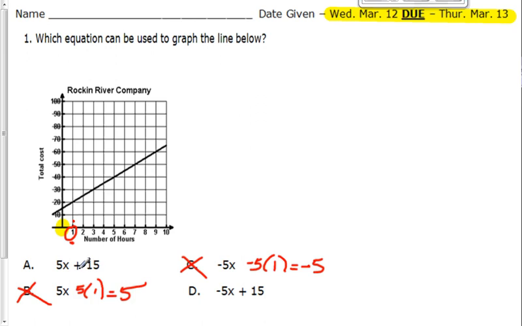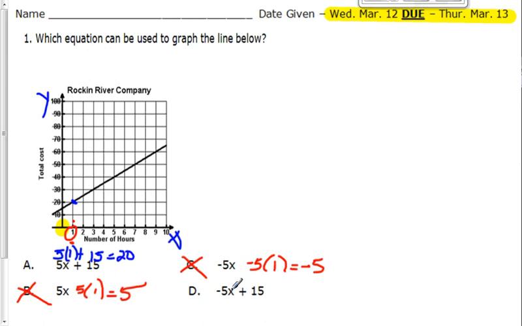All I can do is take it and plug it in. If this is 5 times x plus 15, so I want to say 5 times 1 plus 15. 5 times 1 is 5, plus 15 is equal to 20. So if I have, this is my x, this is my y. If I have 1 hour, I'm going to be equal to $20, and that fits the line perfectly.